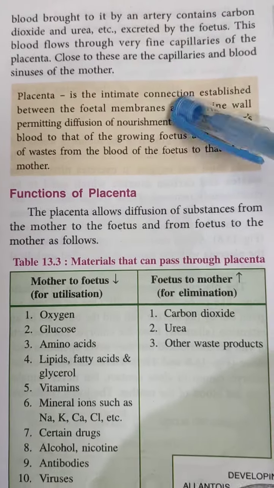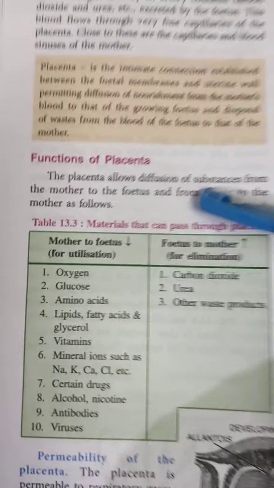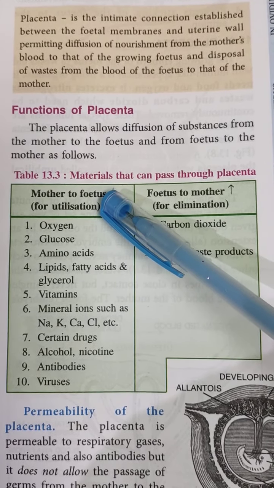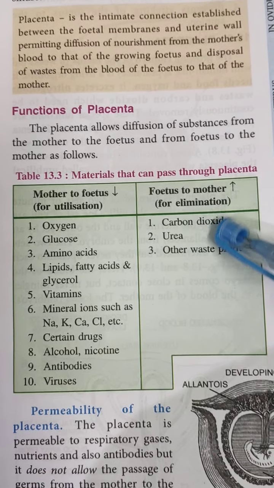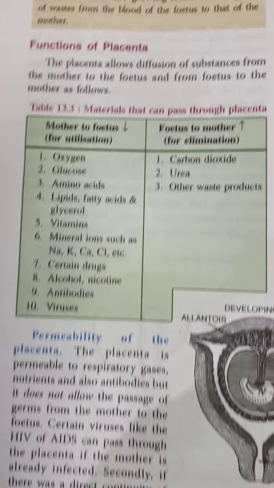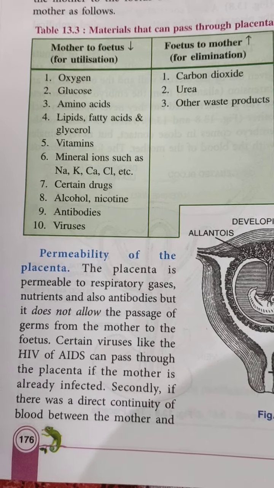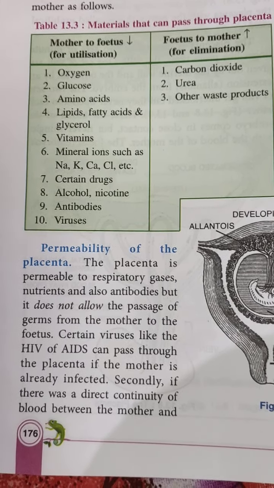Now this is the definition of placenta. You will learn it. Functions of placenta: this one we have to know, what are the materials that come from mother to fetus, and these are the three products which are eliminated from fetus to mother. Now, about the permeability, the placenta is permeable to respiratory gases, nutrients and antibodies, but it does not allow the passage of germs from the mother to the fetus.